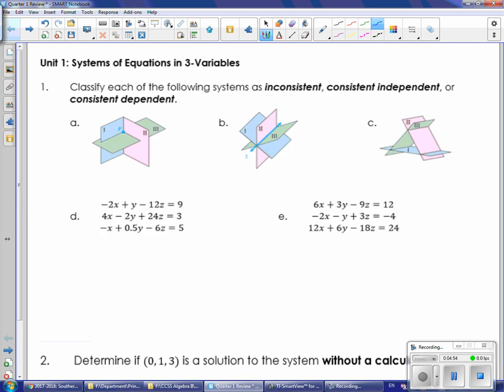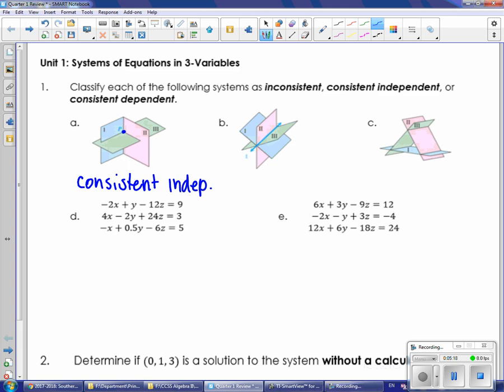So let's go back to the problems on the first page. If I take a look at that first graph, this is an example of a system where I've got three planes that all intersect at one point. Because there's a point of intersection, because they collide at some point, I can say that the system is consistent. And because there is only one point of intersection, I would say that it is also independent.